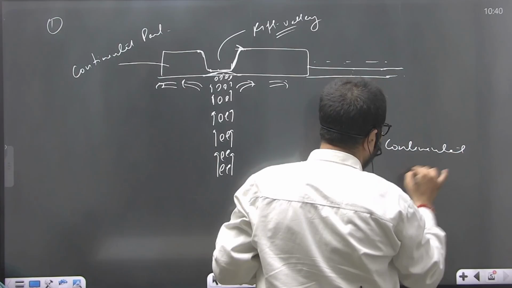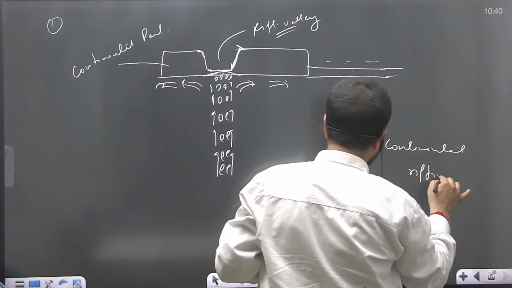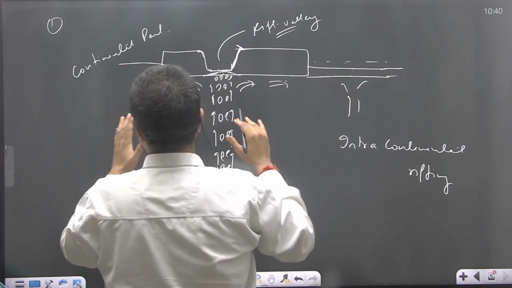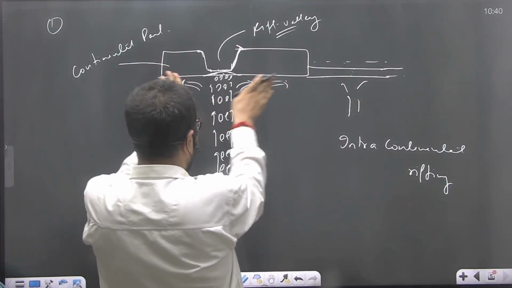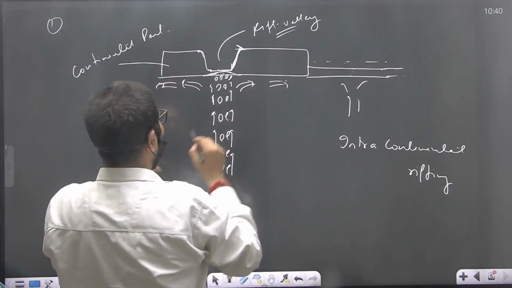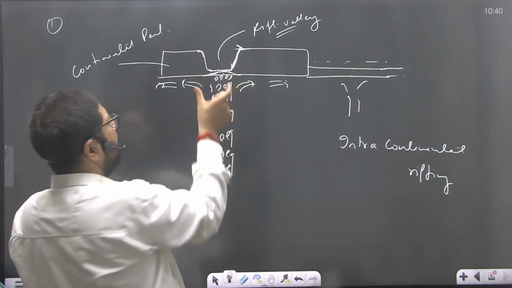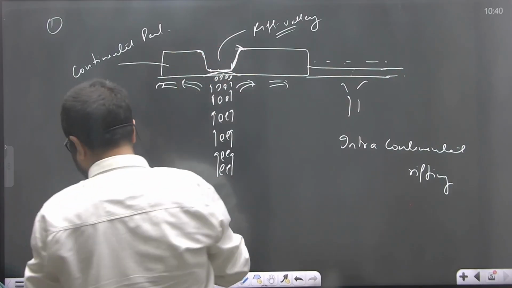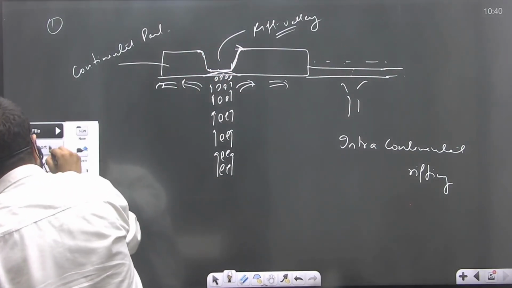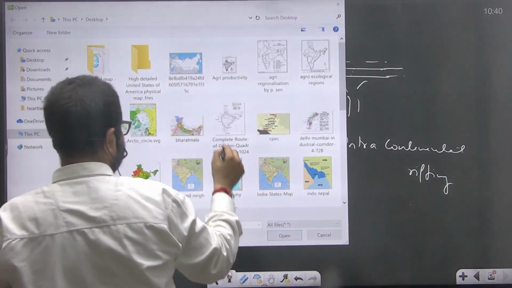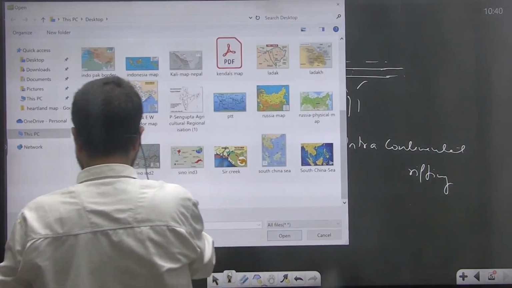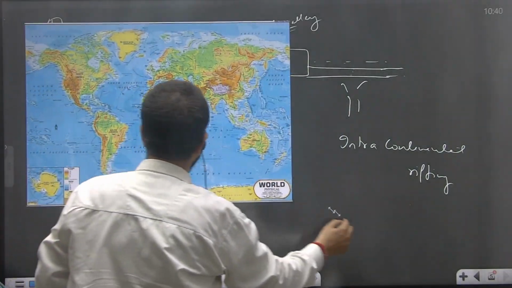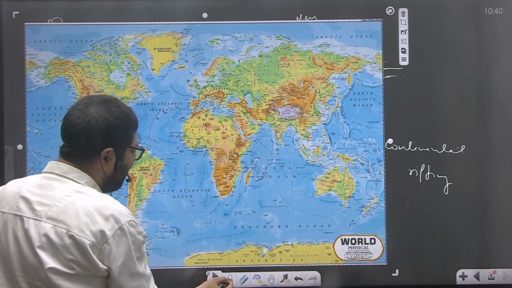Intracontinental rifting. This is the first stage of plate divergence. When a rift valley comes into existence, it is long, narrow, and deep. For example, you can see the example here. An example of a rift valley getting formed by this process is the East African Rift Valley.